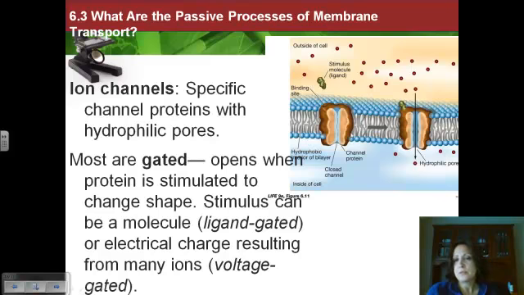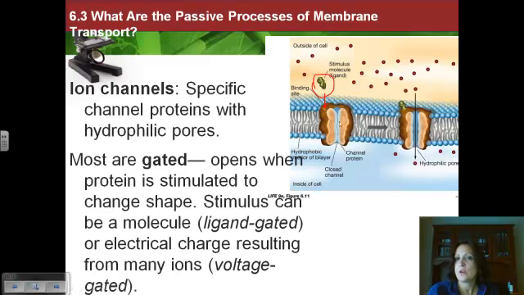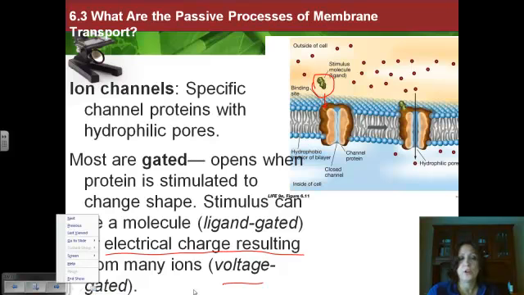But some of these will be closed until something happens to cause them to open. And there are a couple of ways that can happen. One is a molecule might have to bind to the channel. So here's my little molecule binding to a binding site on that protein, causing that protein to change shape, and now allowing these particular ions to pass through. Another way is through an electrical charge changing, and these are called voltage gated. And so we get a flood of a certain kind of ion, and that may cause these gates to open or close. And we'll see that when we study the nervous system.